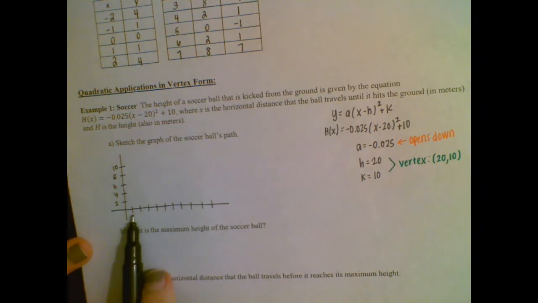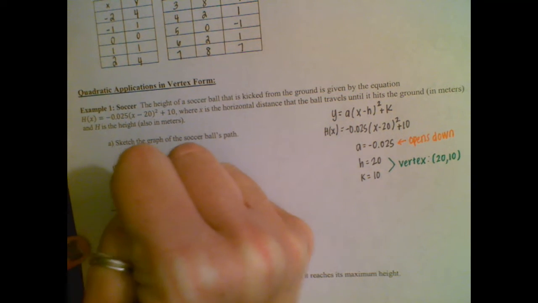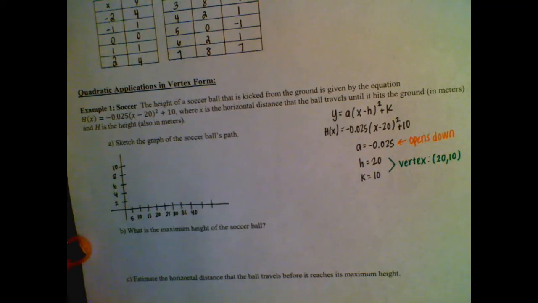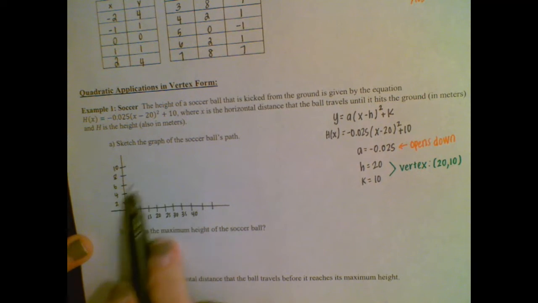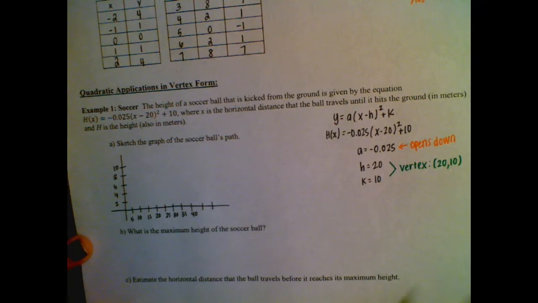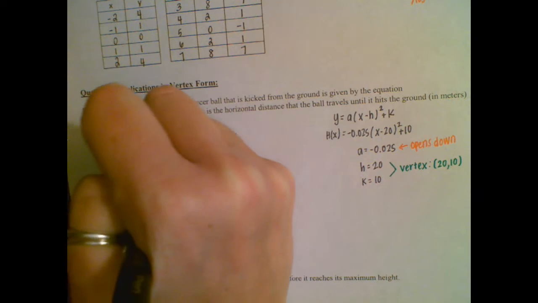Okay, so let's count by 5. So 5, 10, 15, 20, 25, 30, 35, 40. So I know my graph is going to be opening down, so that means it's going to be kind of an upside down parabola, and I know my vertex is at 20, 10, so I'm going to go ahead and graph that in. So my graph is going to probably look something like this.